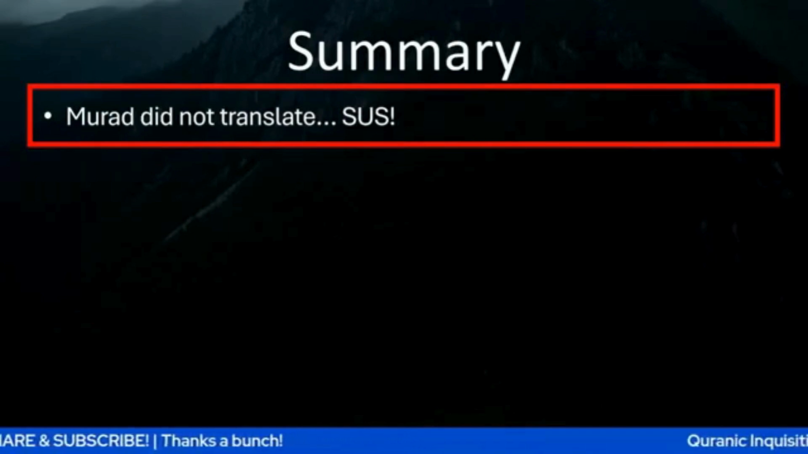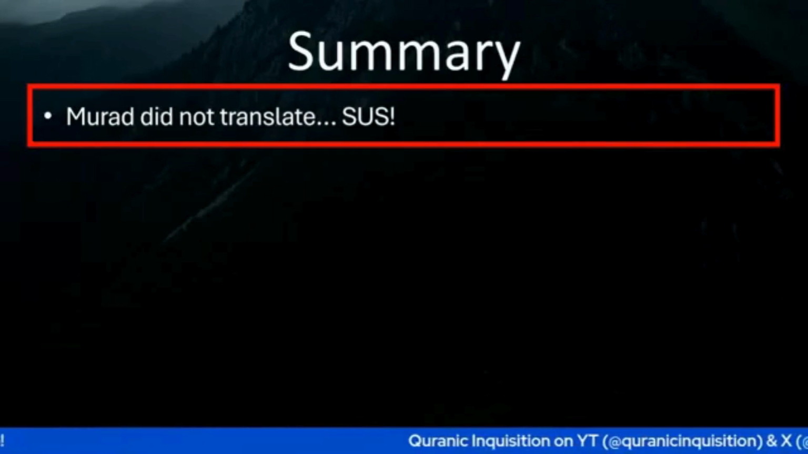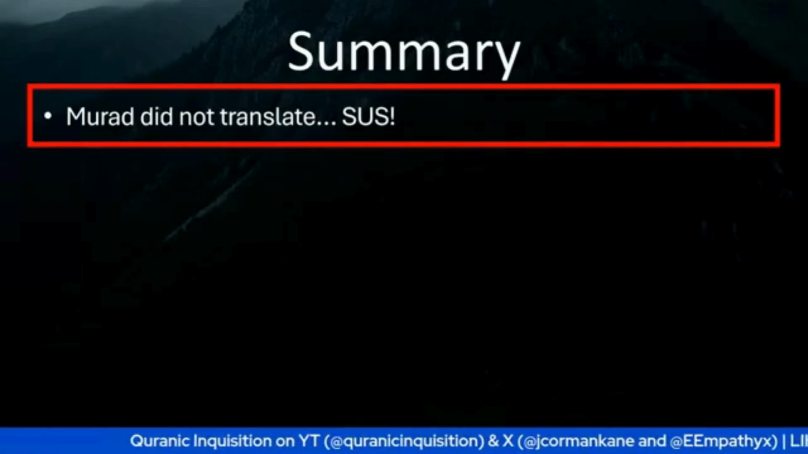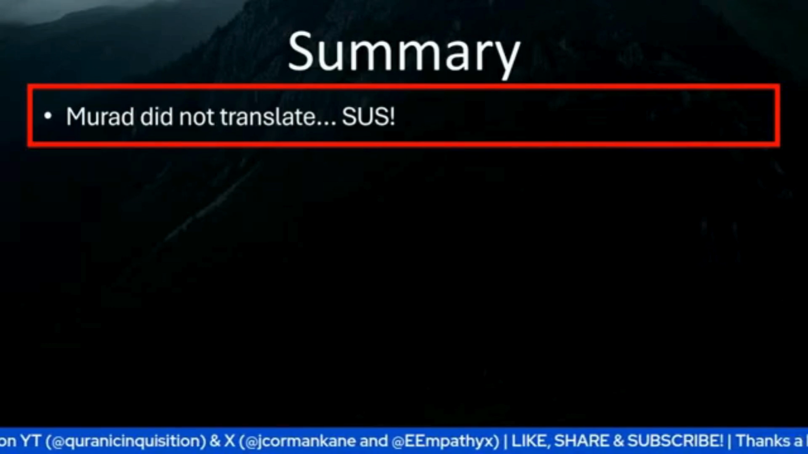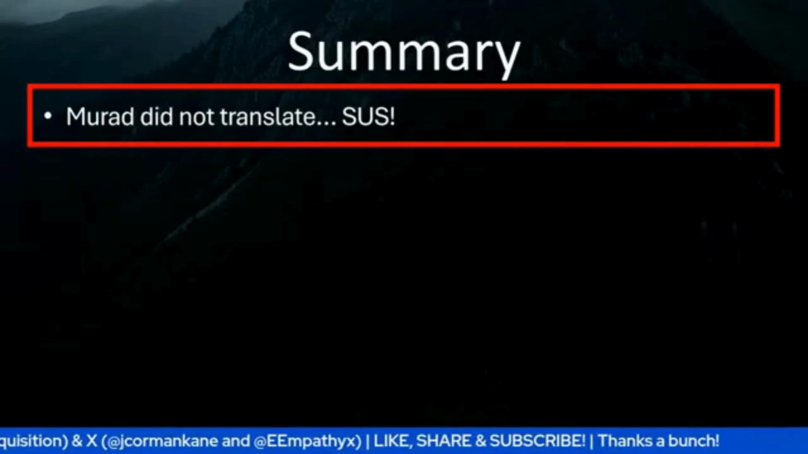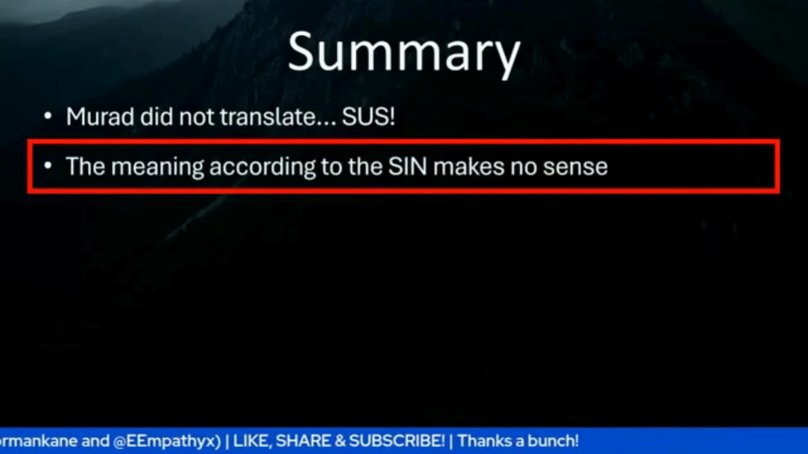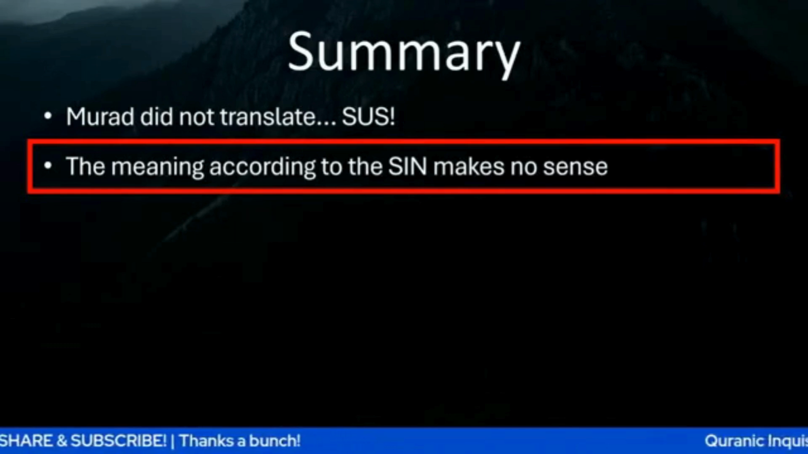So one of the clues that we have actually seen in order to see, hey, hang on a minute, that was not the meaning of this word in the 7th century, is from Murad. Murad did not translate the word, and that is an immediate sus. We need to actually look into it. I should have actually added the sus emoji on that one. Anyway, so also that the meaning according to the sin makes no sense.